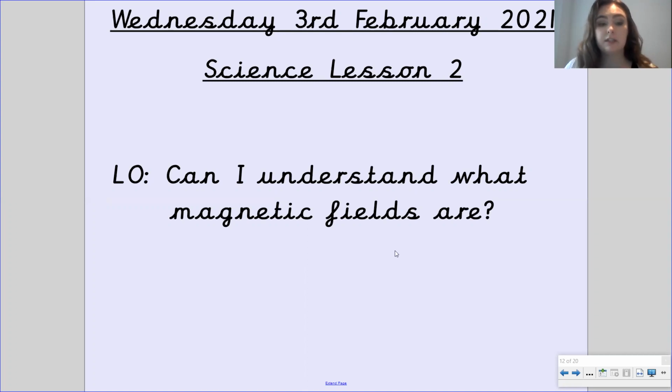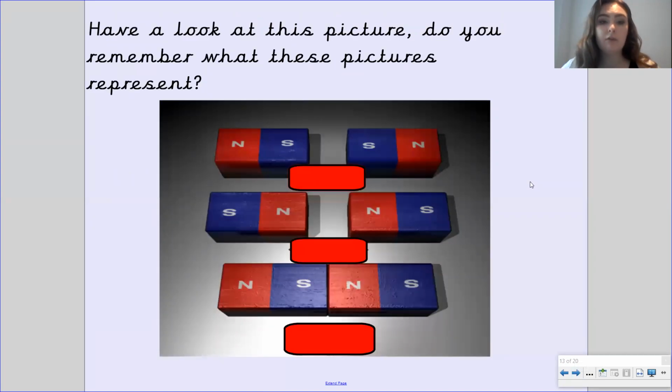So our learning objective for today's lesson is, can I understand what magnetic fields are? I want you to have a quick look at this picture. Do you remember what these pictures represent? So have a look at what is happening within the picture here. What do these sides of the magnets mean? And what do you think is happening? I'd like for you to pause the video to have a think and maybe a discussion with someone who's nearby, if they're free to do so, to discuss what is happening in this picture. Pause the video.